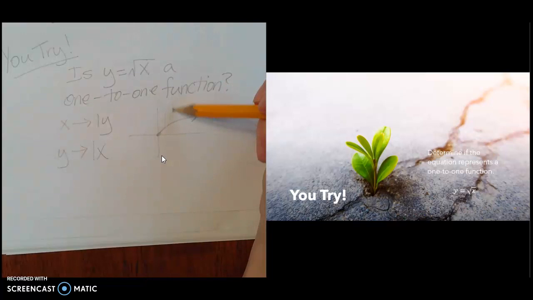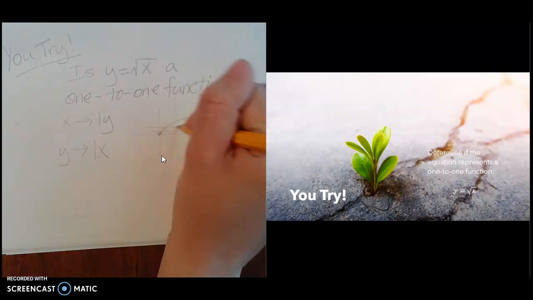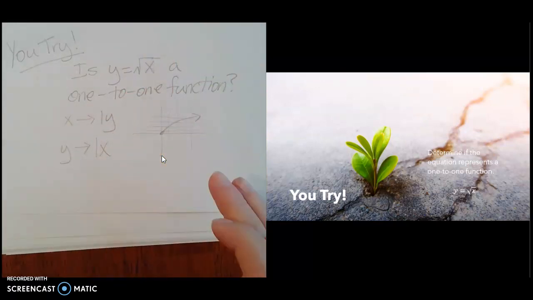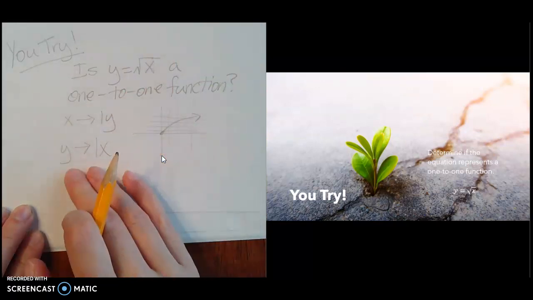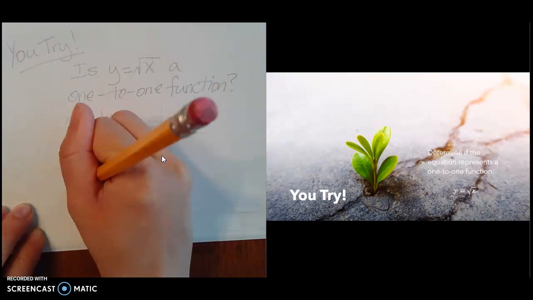Vertical line test, it passes just fine. Every vertical line goes through just one point. The horizontal line test, it also passes just fine. Every horizontal line goes through just one point. So it passes both. Whether you want to look at it graphically or algebraically, we come to the same conclusion that yes, it's a one-to-one function.